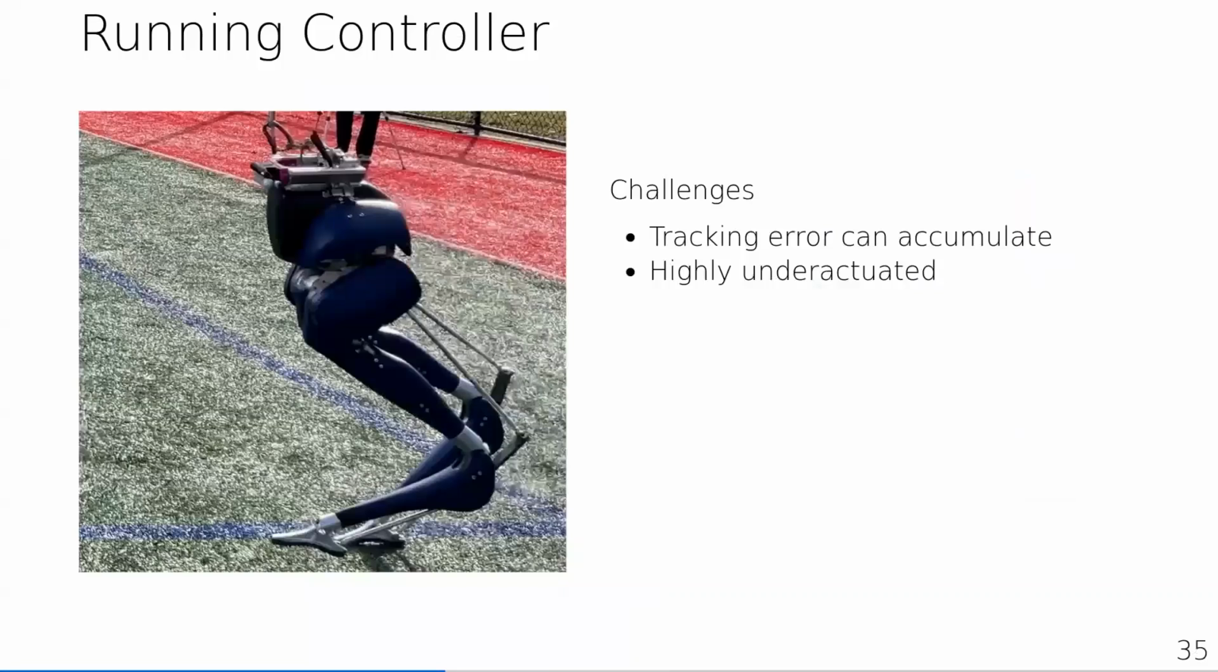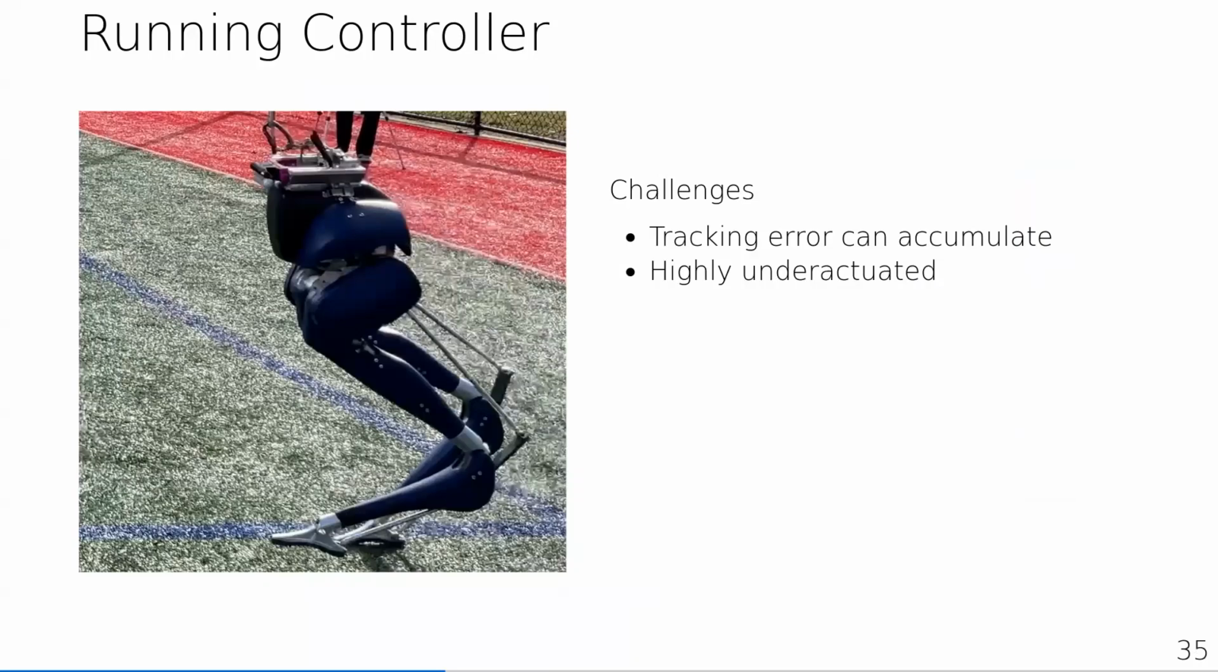Okay, now moving on to the running controller. We're interested in running because it presents some different challenges than jumping. In our jumping example, the robot only needs to stabilize a single jump. But when running, each step leads to the next, and thus tracking error can accumulate. And thus it's important to have as much control authority to reduce the tracking error as possible.